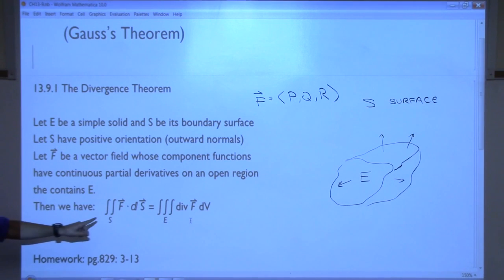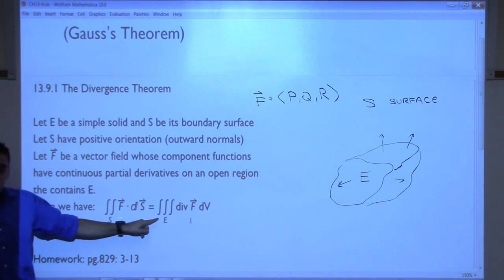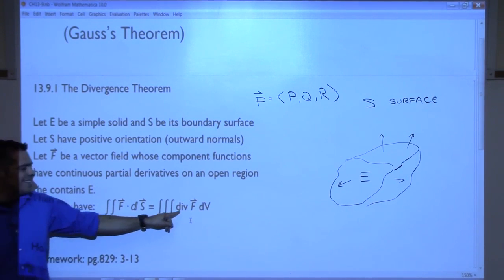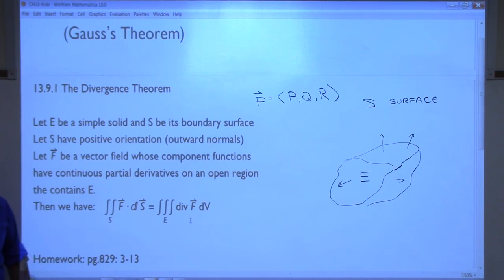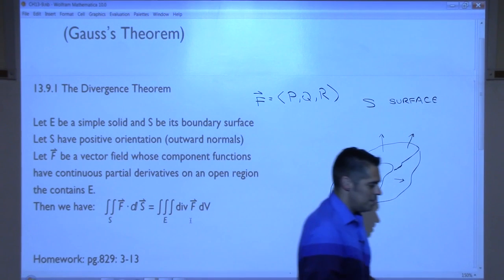then if you're trying to find the flux, which is defined to be the surface integral of the vector field with respect to S, that's flux from 13.7, that flux integral converts over to a triple integral over the solid instead of the surface, of the divergence of the field with respect to volume, which is outstanding. In a lot of cases, this theorem makes life a lot easier. You ready to see it in action?